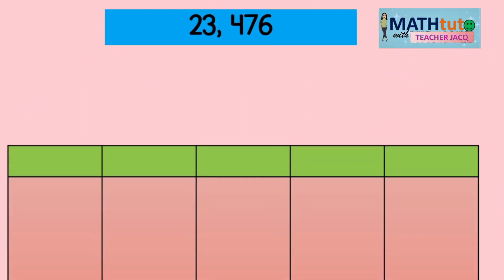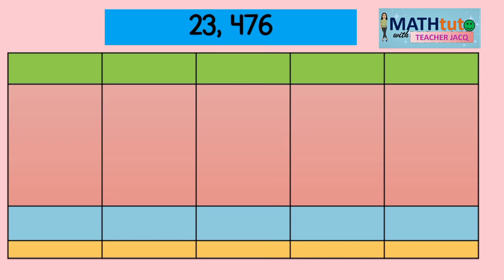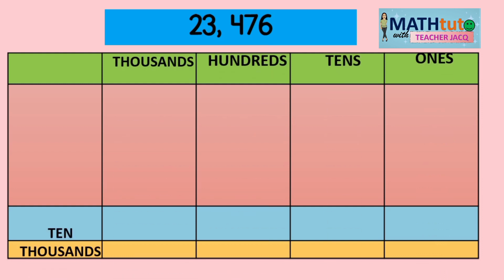We have here 23,476. Let us use this table to draw discs to represent these numbers. First, let us label each column with the correct place value. Ones, tens, hundreds, thousands, 10,000s. Now let us start to draw some discs to represent each digit in this number. Okay, so from 23,476, what digit is in the ones place? Correct, it is 6. So let us put 6 discs under ones column.